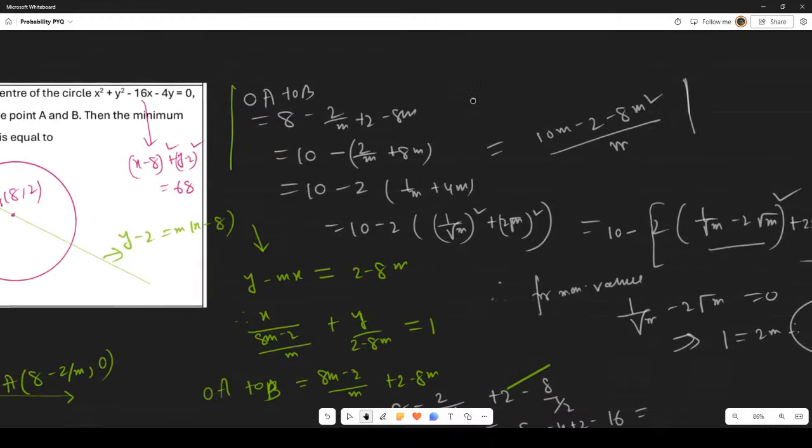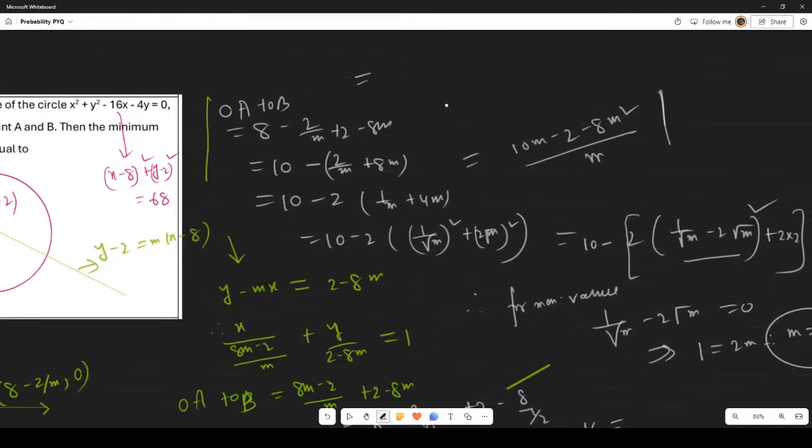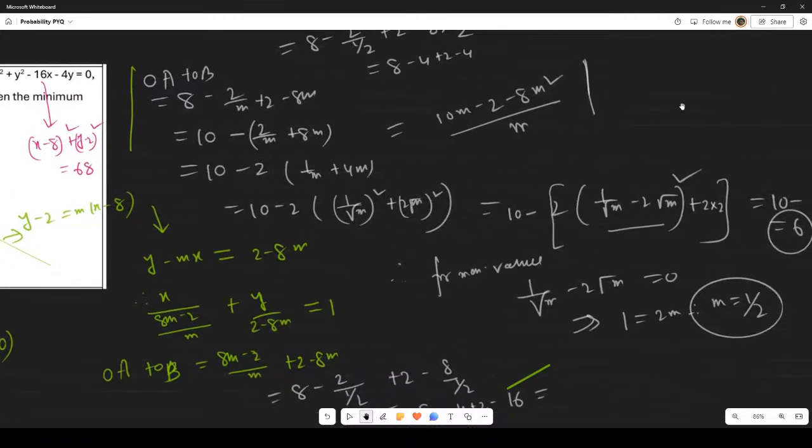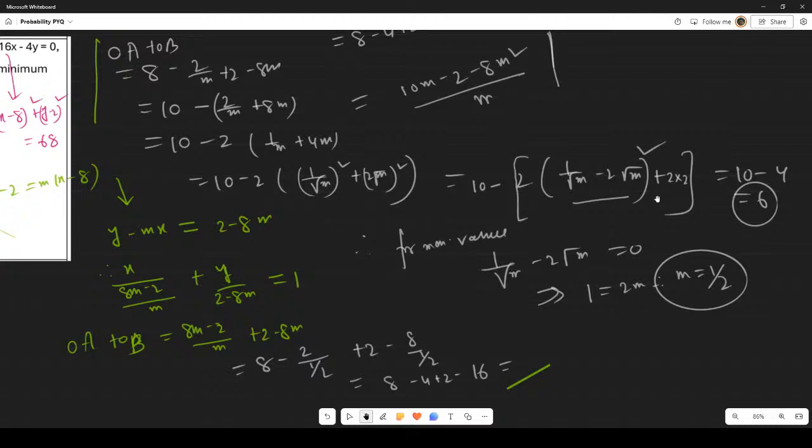M equal to half, you put there. In the expression only, you put m equal to half. Here, I did some mistake. It is coming 2. Yes, but here it's not coming 2, here it is 6. Oh, 2 is completely outside the bracket. Nobody told you. This is coming 8. This is the answer.